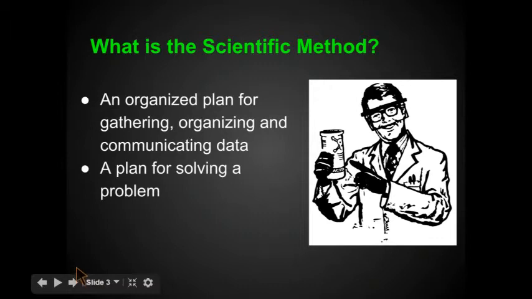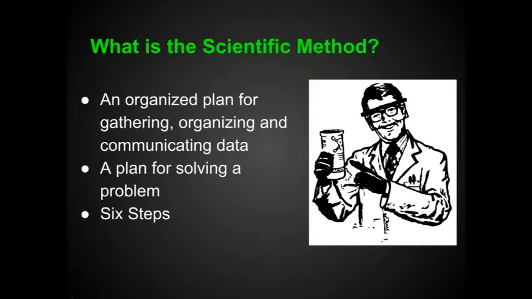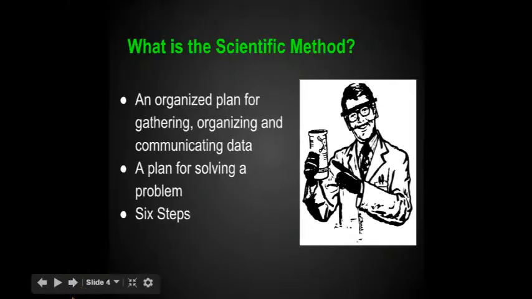Also, it's a plan for solving a problem. You can use the scientific method as a way to problem solve and find solutions to answers. Think about maybe a NASA scientist trying to land something on Mars. That's a problem. They have to go through the scientific method and test and simulate things to make sure that it works correctly. So it's a plan for solving a problem. And we're going to go through six basic steps. In other classes, you might learn different steps. This has a little bit of wiggle room, but these are the six steps that you will be tested on. And it generally goes through the same process.